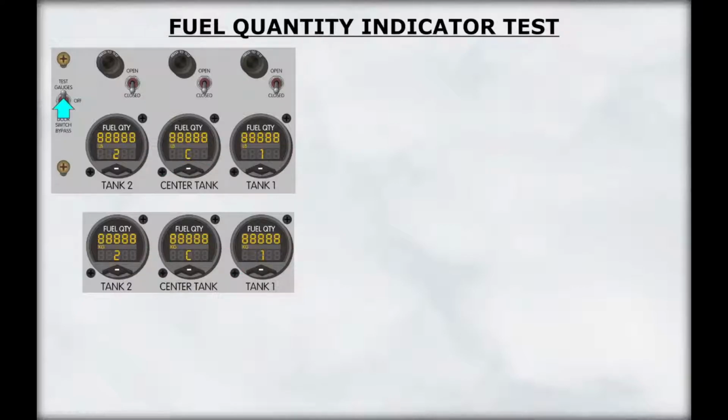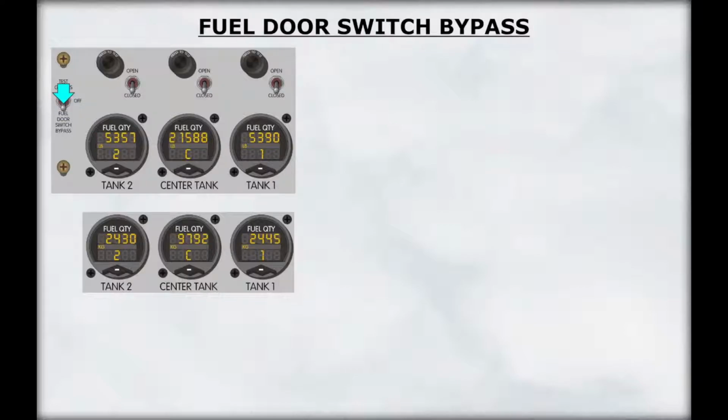The fuel quantity indicators can be tested by placing the fuel door switch bypass switch to the test gauges position. The fuel door switch bypass position energizes the fueling system. If the fueling system fails to be energized when the access panel is opened, use this switch to power the system.